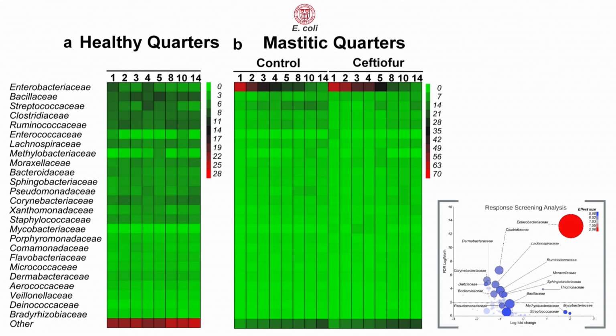And this little picture on the corner depicts the results of the response screening analysis. What I'd like you to see from here is that the y-axis represents the log worth of the p-value after correction, and the red ball is Enterobacteriaceae, so it's extremely highly associated with mastitis quarters, because on the x-axis, the more to the right side of the zero, it's increased in mastitis quarters, and the more to the left side of the zero is increased in healthy quarters. The dotted line in that graph represents a p-value of 0.01.